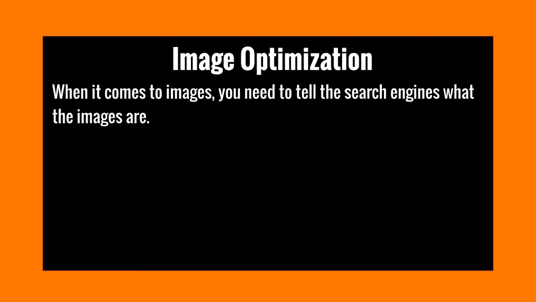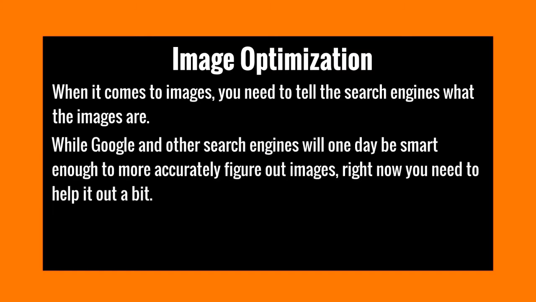You see, when it comes to images, you need to tell the search engines what the images are. They're not really going to know off the bat what the images are. Now, there are ways that Google can figure out what the images are, which we'll talk about in just a second. While Google and other search engines will one day be smart enough to figure out what images are, right now you need to help them out just a little bit, get them a kickstart.